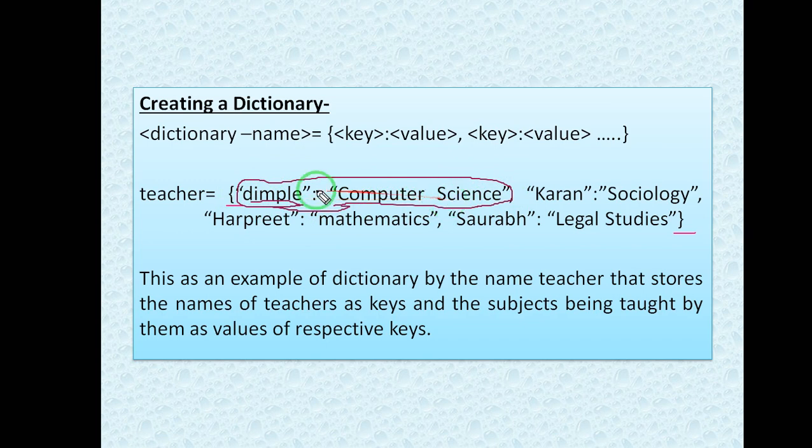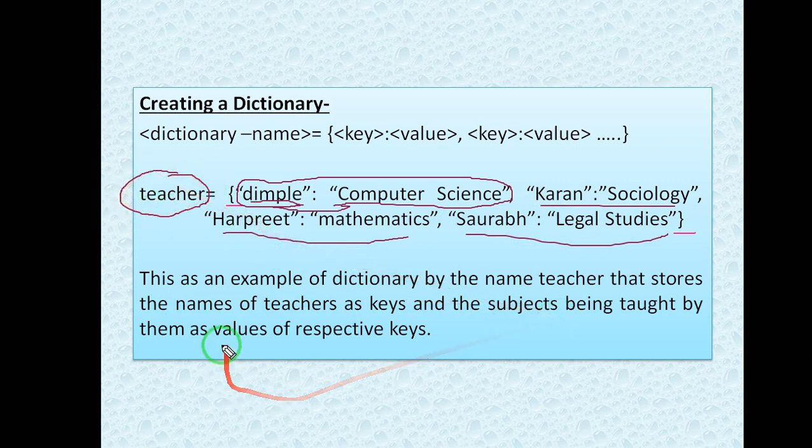Between key and the value you have to use a colon, and then a comma, next key-value, comma, next key-value, and so on. Between key and the value there should be a colon. So this is an example of a dictionary by the name teacher that stores the name of the teacher as key. The names of the teachers are keys, and the subjects being taught by them are the values of the respective keys.